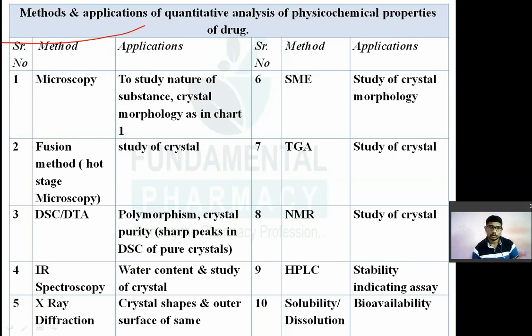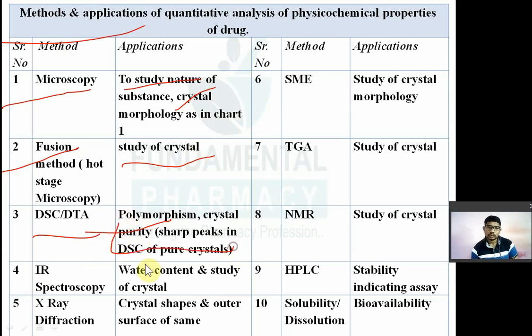So using microscopy you can determine the nature of the substance. Then crystal morphology can be seen using microscopy. Then using the fusion method or hot stage microscopy, you can study the crystal melting temperature, etc. Then from DSC, differential scanning calorimetry, and differential thermal analysis, you can study polymorphism and crystal purity. Crystal purity, इसके ऊपर NIPER में क्वेश्चन आता है. I will explain this, crystal purity.